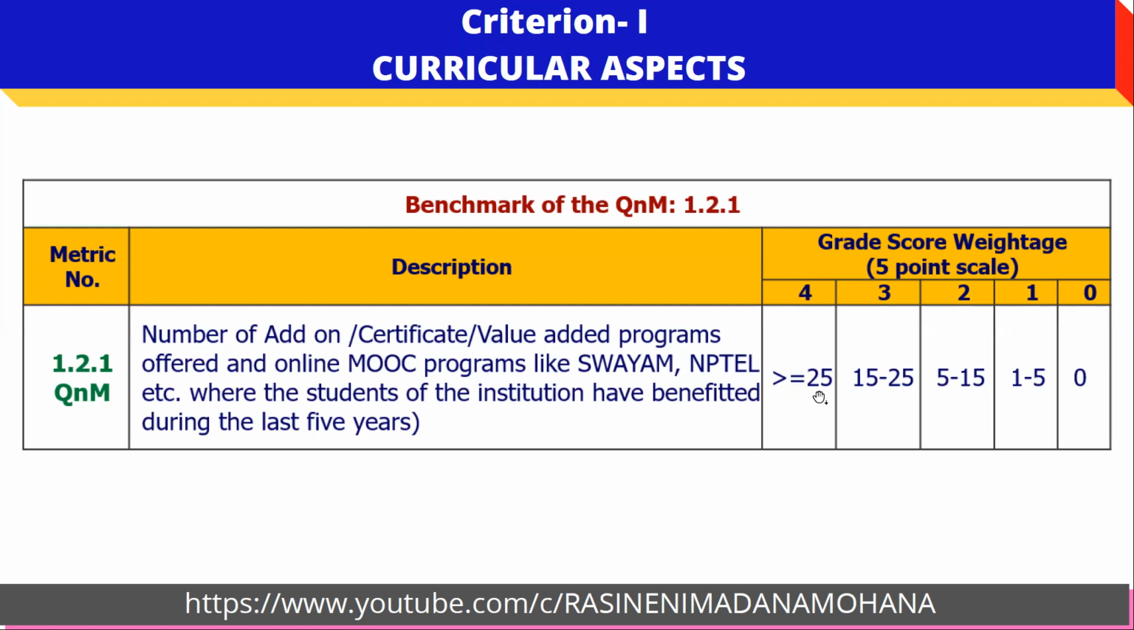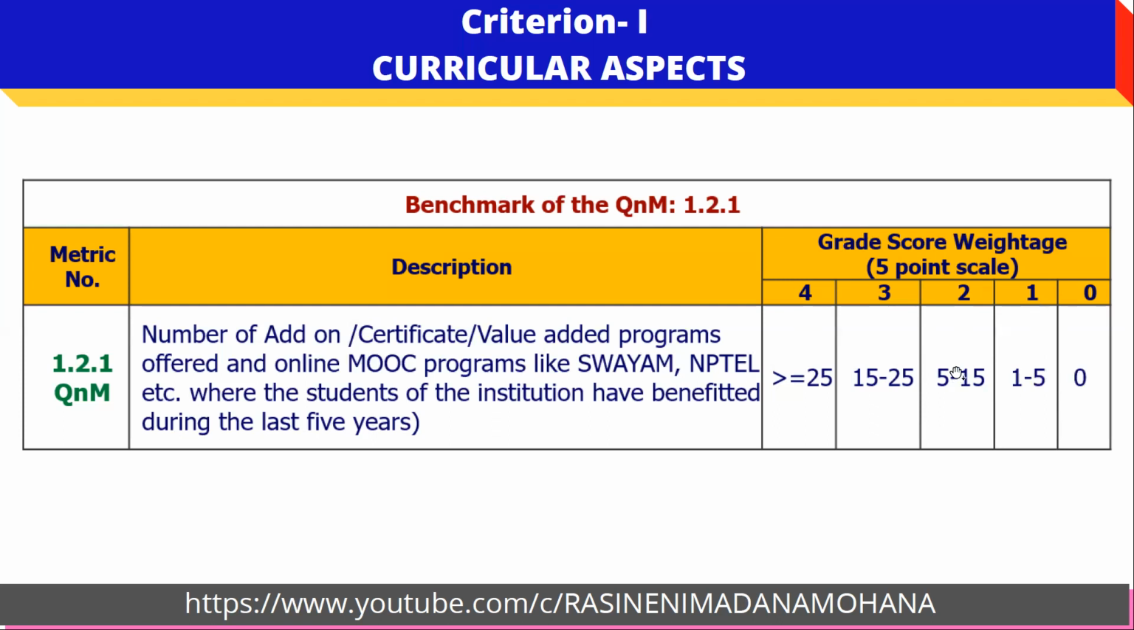Okay, so for add-on courses, suppose greater than or equal to 25 unique courses, you will get the full score, that is the 4-point grade. Then between 15 and 25, the grade point is 3. 5 to 15, the grade point is 2. 1 to 5, the grade point is 1. If there are 0 value-added courses, you will get 0.